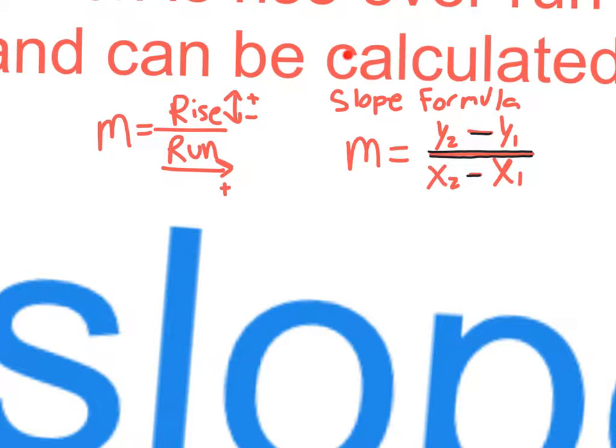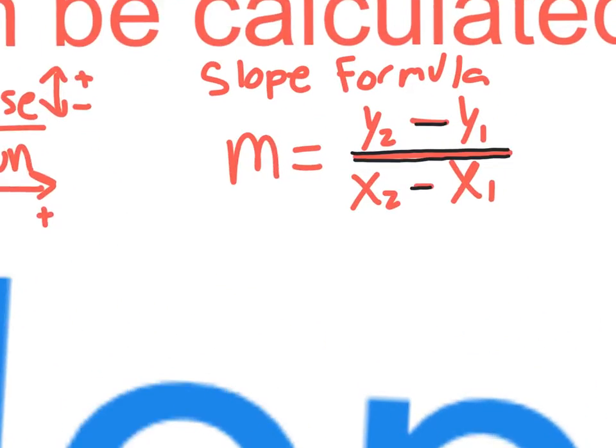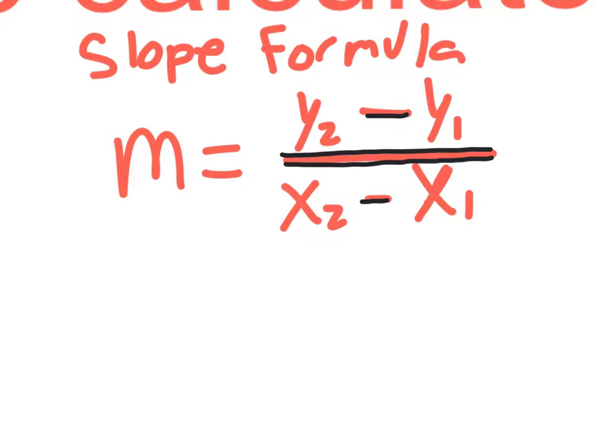It could also be calculated with the slope formula, y2 minus y1 over x2 minus x1. The reason why I put the division bar in black and the subtractions in black is because that's what you start with when you apply the slope formula. You start by doing the division bar and then the subtractions, and then you plug in your y2, your y1, your x2, and your x1 from your coordinates.